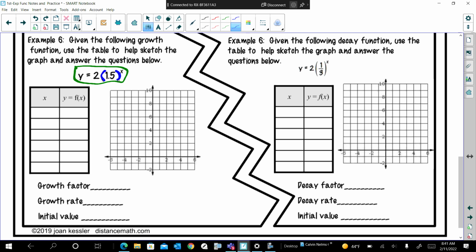All right, so what I want, and even on the worksheet, guys, your table is pretty much going to be -2 to +2. So we've got -2, -1, 0. Actually, this is going to go to 3. 1, 2, then 3. All right, I want you to use a graphing calculator to fill in the table.